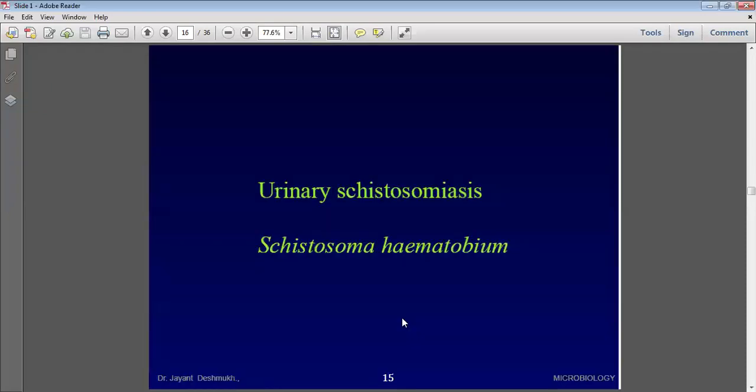Now pathogenesis. Because the main site they are present is the venous plexus of the urinary bladder, mostly the chronic infection is urinary schistosomiasis. But when you write pathogenesis, divide it into two groups. One is acute schistosomiasis. Acute starts from entry. When the cercariae enter, they cause dermatitis, an allergic reaction, with itching at the site. So allergy and dermatitis develop.